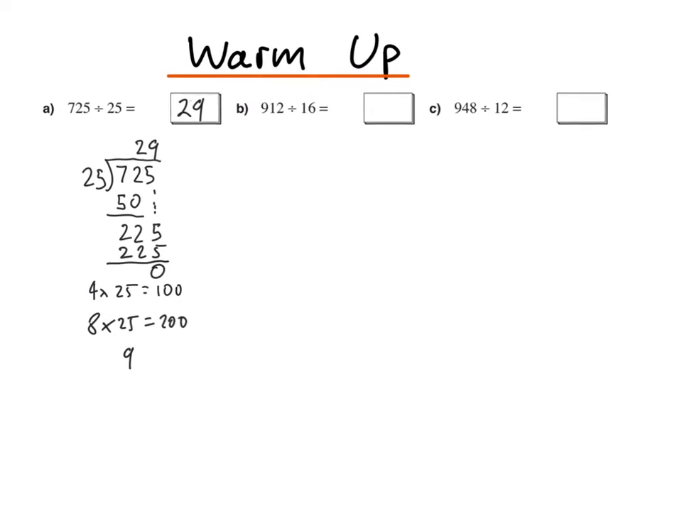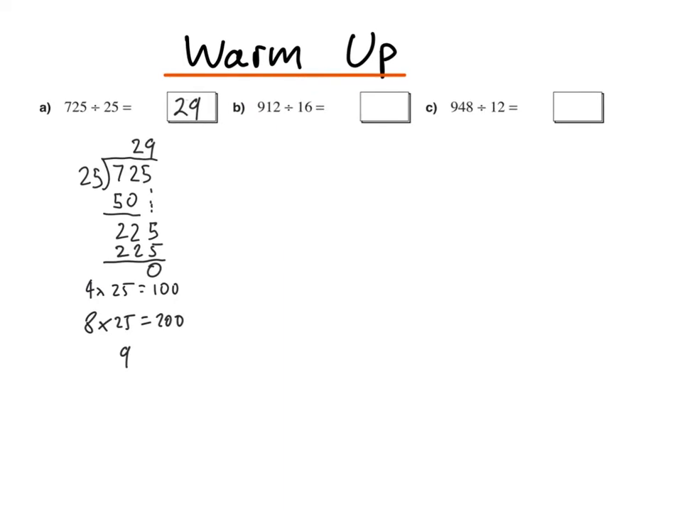Question B, 912 divided by 16. How many 16s into 9? None. How many 16s into 91? 5 times 16 is 80. Difference is 11 between 91 and 80.